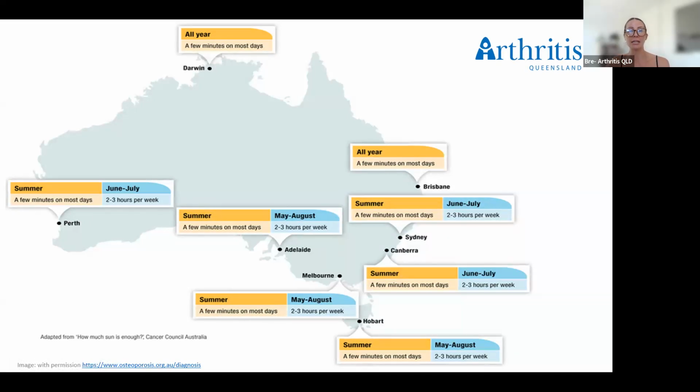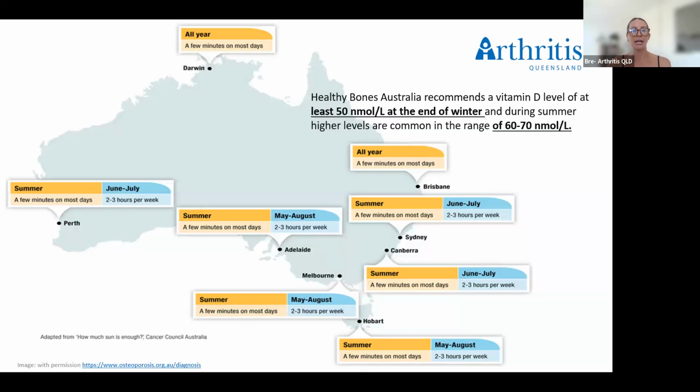It does change throughout the year, and our levels, as I mentioned before, will be highest at the end of summer and lowest at the end of winter. Healthy Bones Australia, which is a fantastic organisation to get all the information you need for your bone health, recommends a vitamin D level of at least 50 nanomoles per litre at the end of winter. During summer, higher levels are common, in that 60 to 70 nanomoles per litre range. Your doctor will only test your vitamin D level with a blood test if you're at risk of vitamin D deficiency.